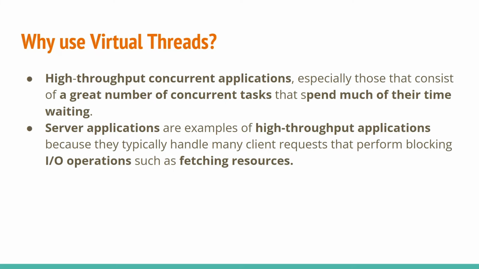So finally, why one should use virtual threads once they are available? High throughput concurrent applications, especially those that consist of a great number of concurrent tasks that spend much of their time waiting, and server applications are good examples of high throughput applications because they typically handle many client requests that perform blocking IO operations such as fetching resources. So if you have worked in microservices, you would understand this could be very helpful in that context.